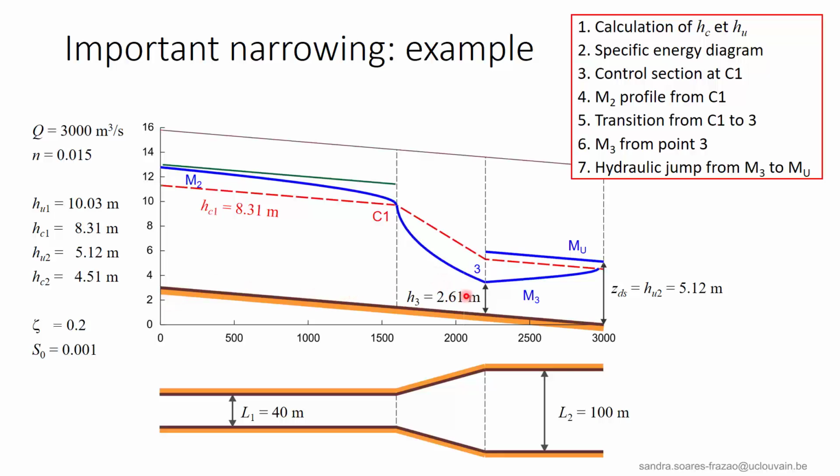From there, we can calculate the M3 profile, that is an upstream control profile, and we can also represent the downstream MU profile. Then, by representing the sequent curve M3', we find the position of the hydraulic jump, and we have the final flow profile.